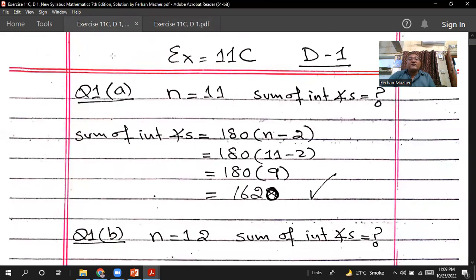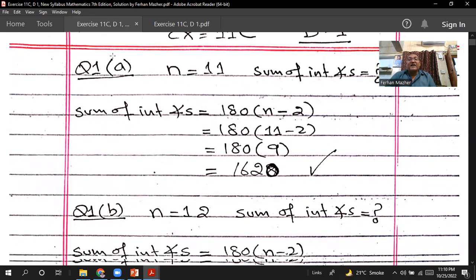So the first part is showing up. If n is 11, it means there are 11 sides in that polygon. The sum of the interior angles is the question. The formula for the sum of the interior angles is 180 bracket n minus 2 bracket close. So in the place of n, I will put 11. So it will be 180 bracket 11 minus 2 bracket close. It will be 180 into 9, and that will be 1620. 1620 degrees will be the sum of the internal angles of a polygon which has 11 sides.